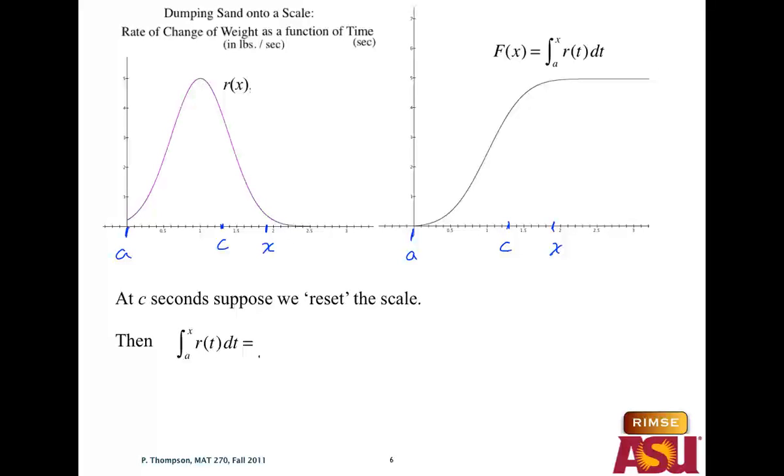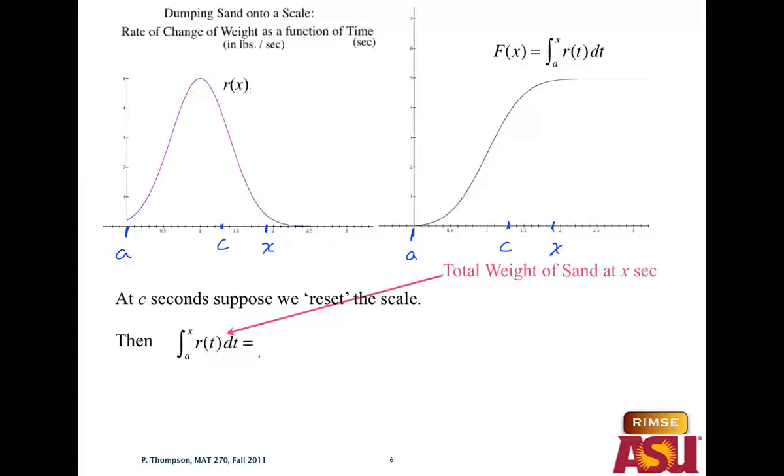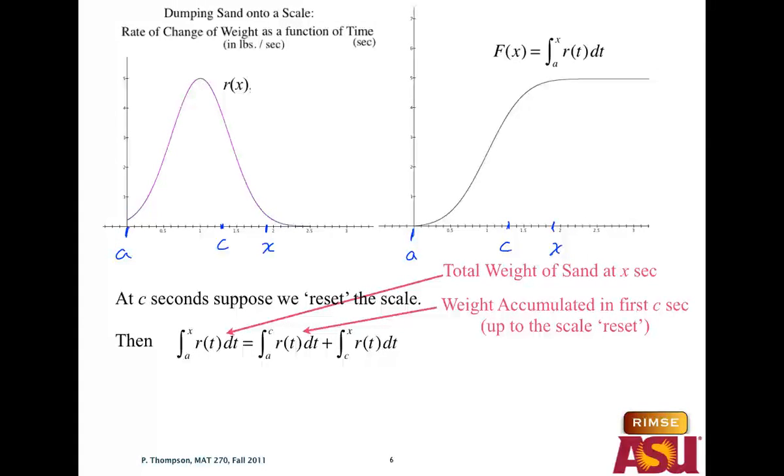Okay, so then we can think of the accumulation of weight from a to x, the total weight of sand at x seconds on the scale, as having 2 parts. It would be the weight accumulated in the first c seconds, which would be the integral from a to c, plus the weight accumulated after the reset from c to x. This should be pretty easy. Does this make sense? Anybody have a question on that?